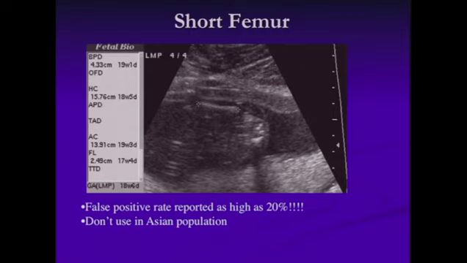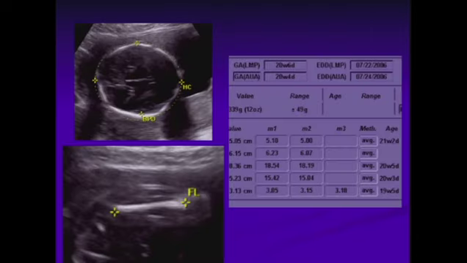Another problem is that the false positive rate, for example, with the short femur is as high as 20%. And you can imagine there are some populations of people that are just normally shorter than others. For example, the Asian population, you really can't use a short femur length. Now, it turns out that there are some hints we can use when we look at the dating sheet to figure out if a short femur is important or not.